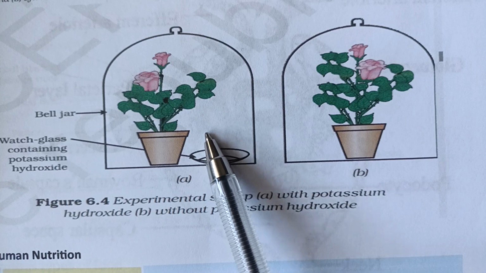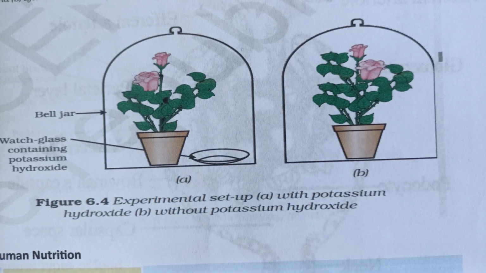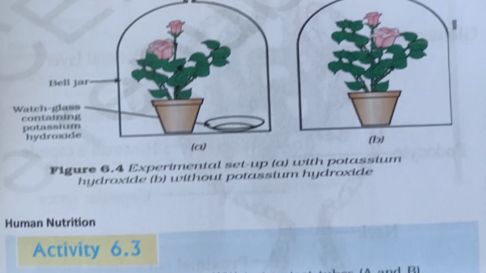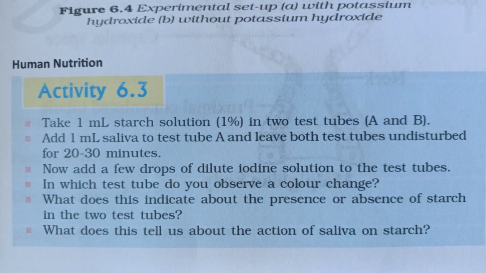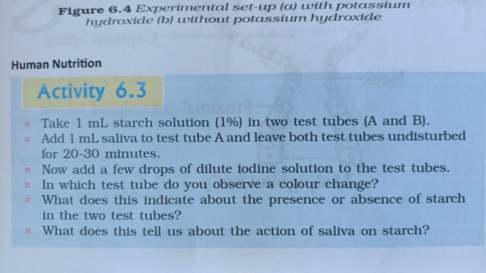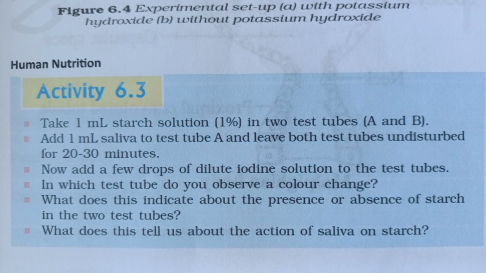And keep the plant in sunlight for 2 hours, and pluck the leaf from each plant and check for the presence of starch, as we have done in the starch iodine test. So the question is, if you do this, which plant will show up the starch, and which plant will not show up the starch.